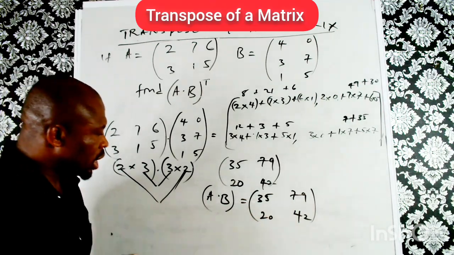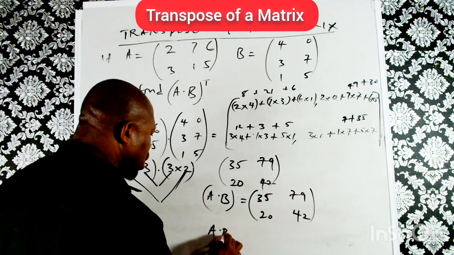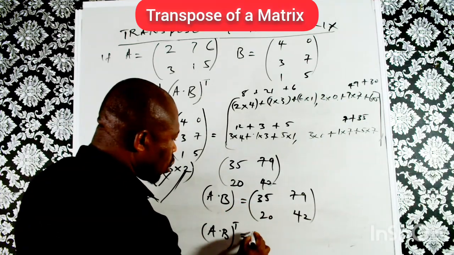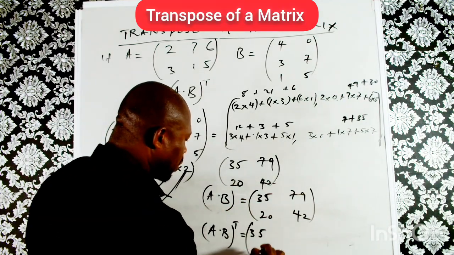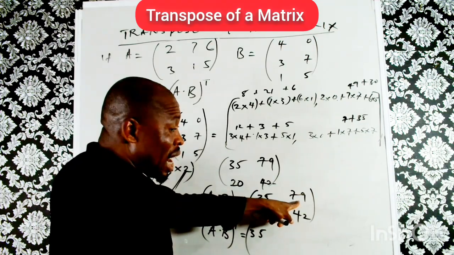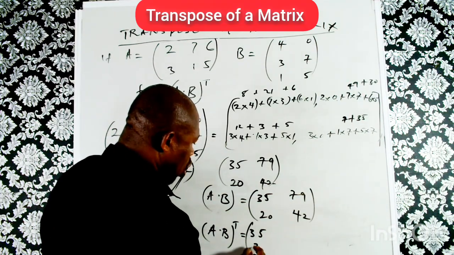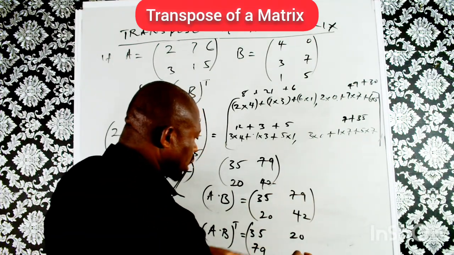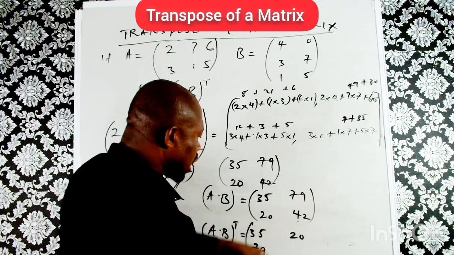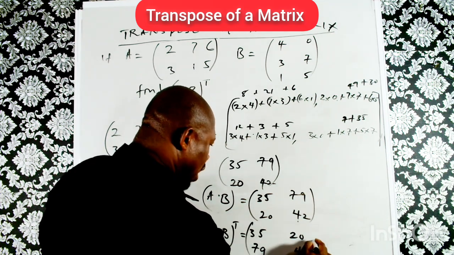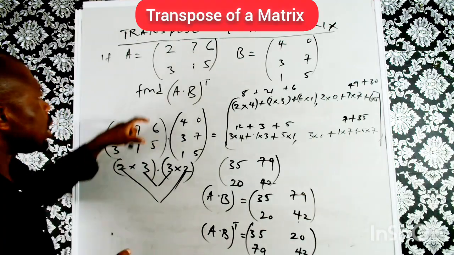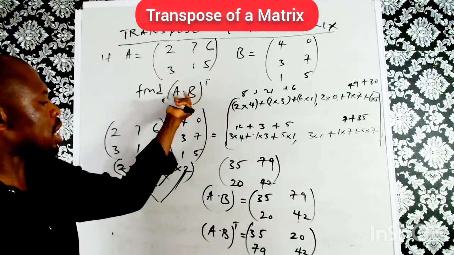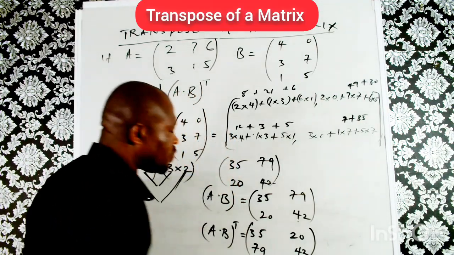If we transpose this, we'll now have the A dot B transpose. As usual, we'll take 35 here. This number that is here, you bring it here. It becomes 79. This one, you take it here, 20. Then this number that is here will remain here. Therefore, the answer to this question, if A is this, B is this, AB transpose is this value here.